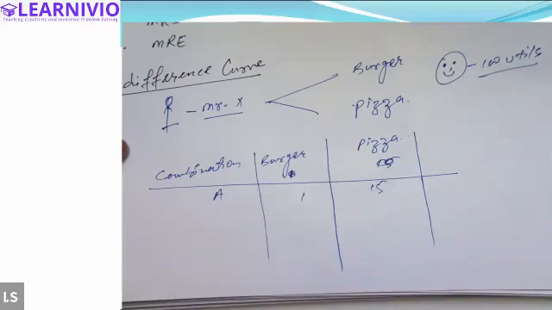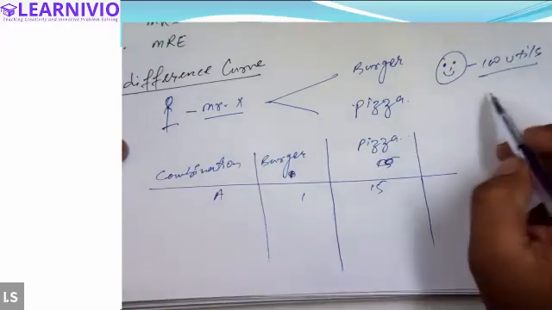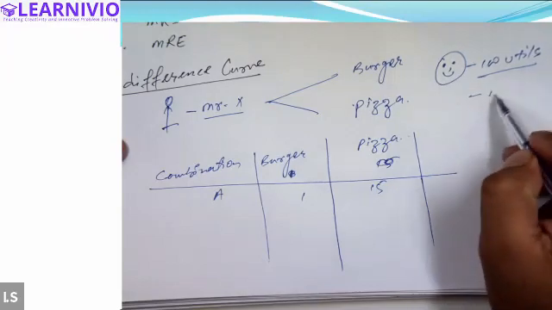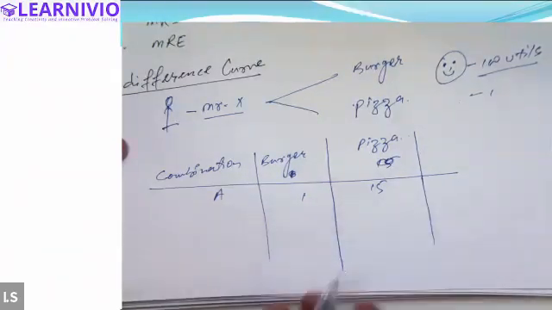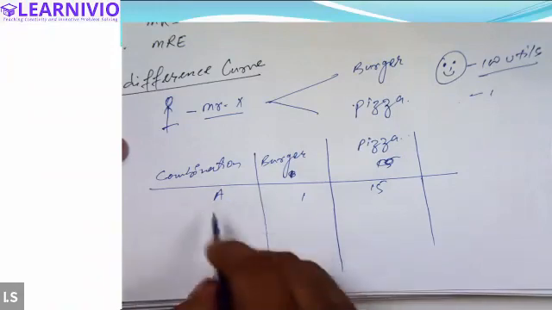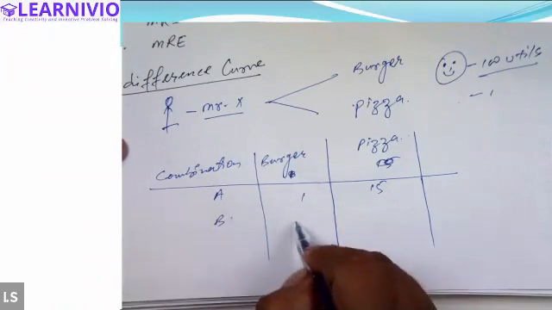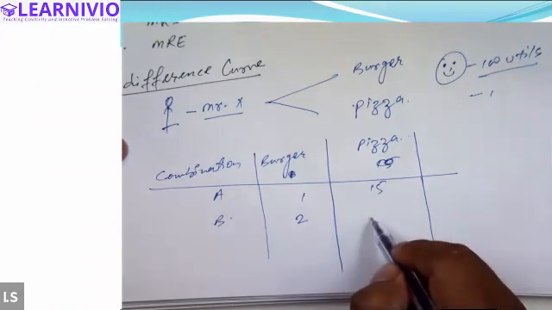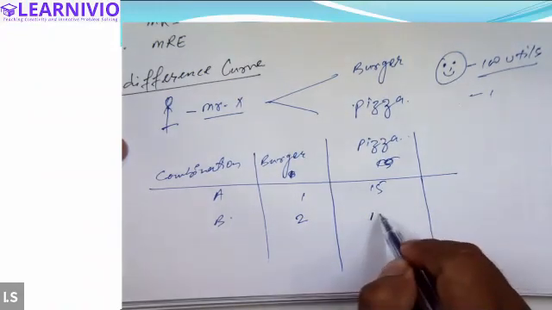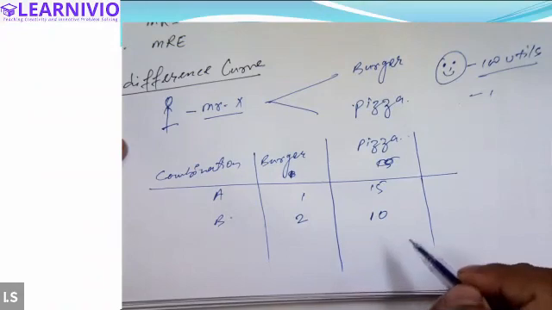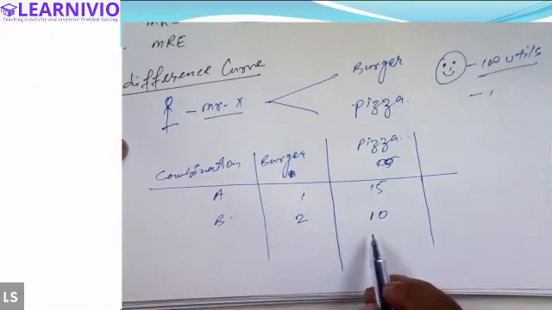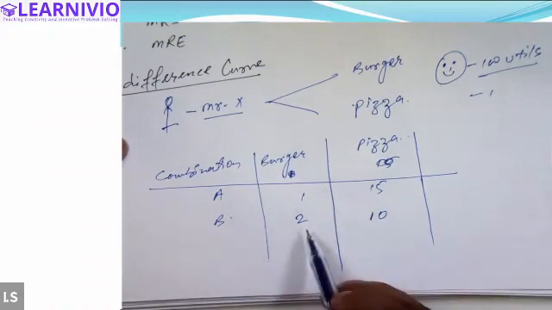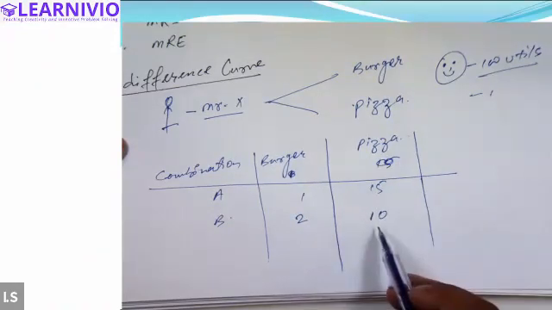But what Mr. X is saying is that he cannot compromise the level of satisfaction he is getting in this combination. So when I ask him to reduce certain slices of pizza, what he is basically doing is increasing the quantity of burger and sacrificing certain slices of pizza. So he made the other combination wherein he is consuming 2 units of burger and 10 units of pizza.